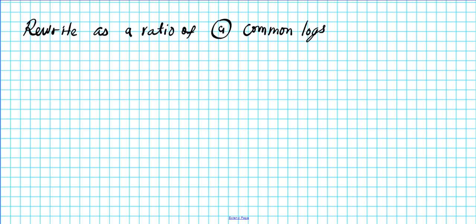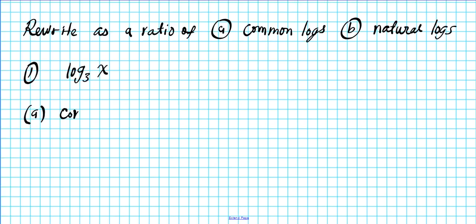Alright, let's take a look at some examples. The instructions for the first set of problems is to rewrite as a ratio of first common logs, and then secondly write as a ratio of natural logs. Okay, now let's say we have the logarithmic expression for number 1, log base 3 of x. Let's do the first part as a common log.